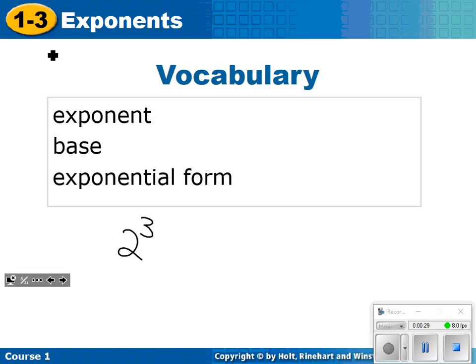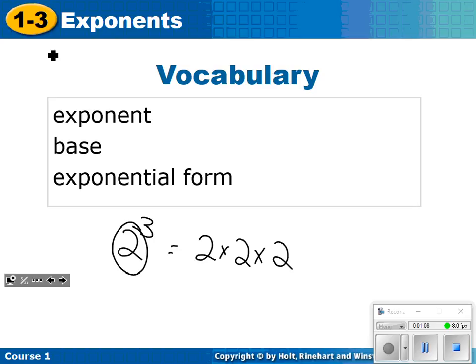If you don't, pay attention. If you do, pay attention anyway. What this means, 2 to the third power. That means that when you solve this, this means 2 times 2 times 2. We have 2, which is this number right here, and 3 means you're doing it 3 times. You're multiplying it 3 times.